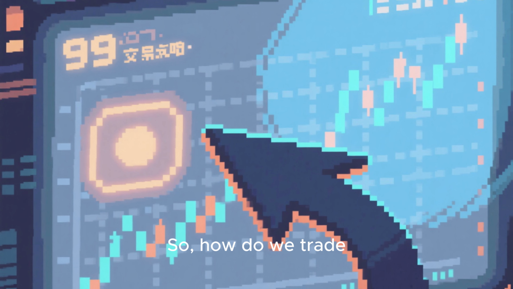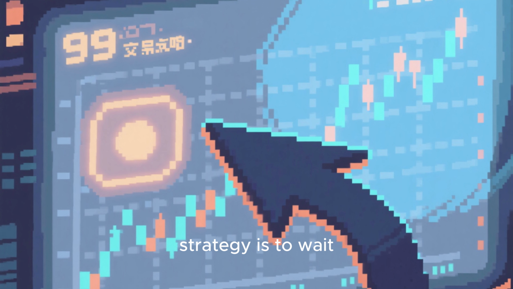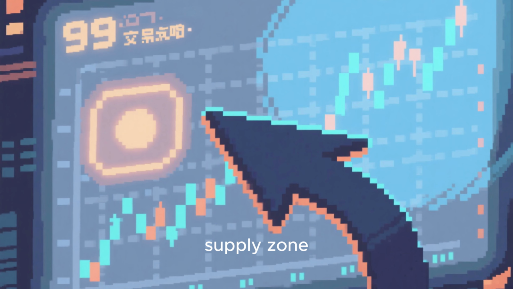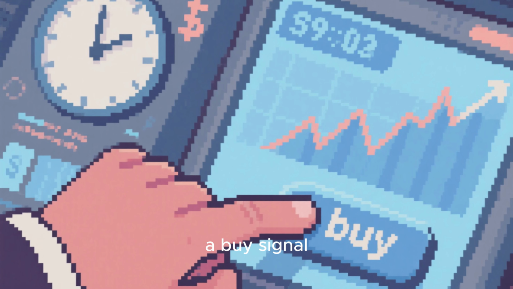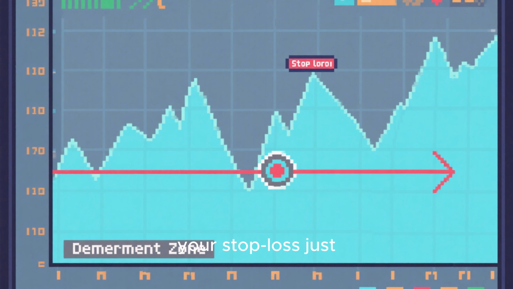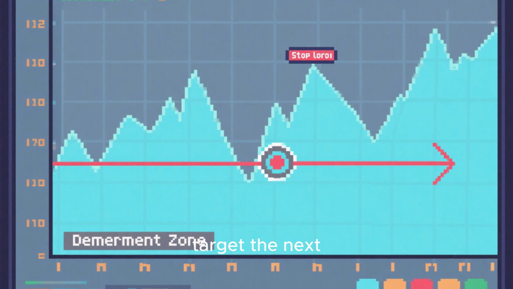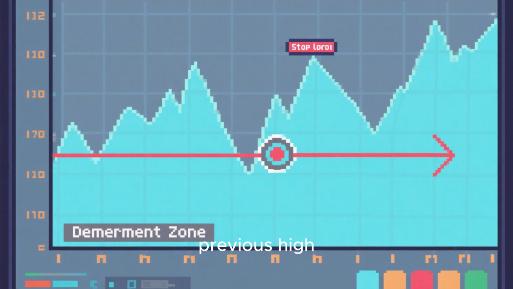So, how do we trade this? The simplest strategy is to wait for the price to return to a pre-identified, fresh demand or supply zone. If the price enters a strong demand zone, you look for a buy signal. You could place your stop loss just below the zone and target the next supply zone or a previous high.